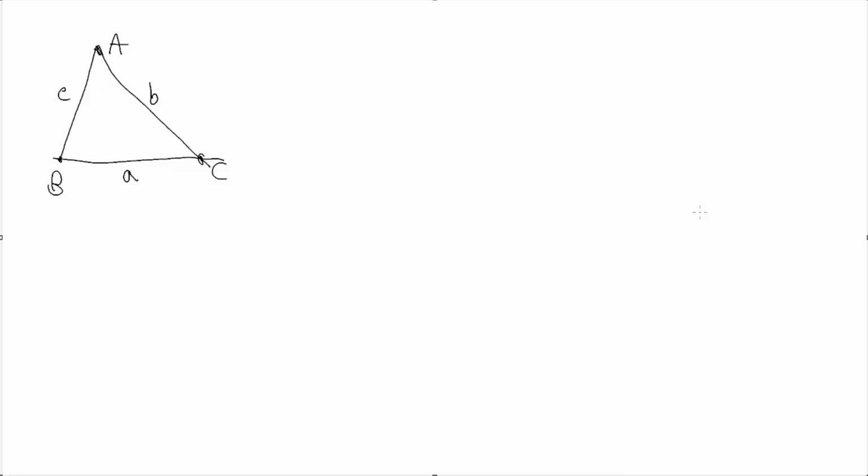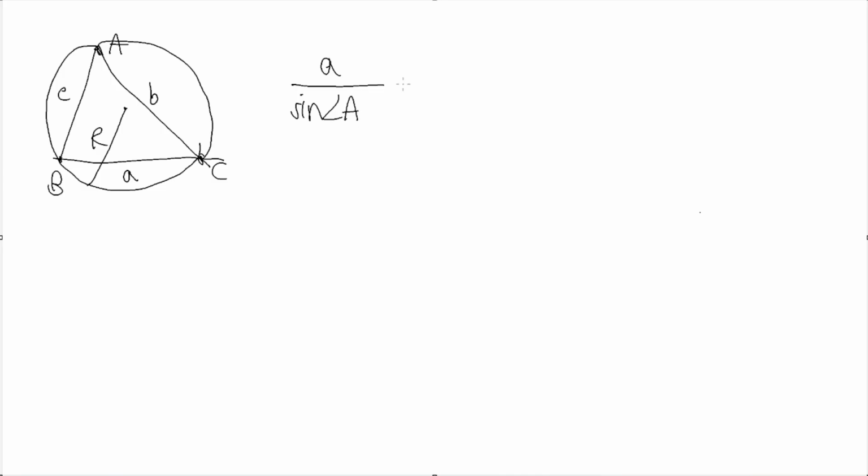So the law of sines states that if you have a circumcircle of ABC and the radius is R, then the value a over the sine of angle A, so BC over here over the sine of angle BAC over here, is equal to b over sine angle B is equal to c over sine angle C. And all these lengths are equal to 2R.